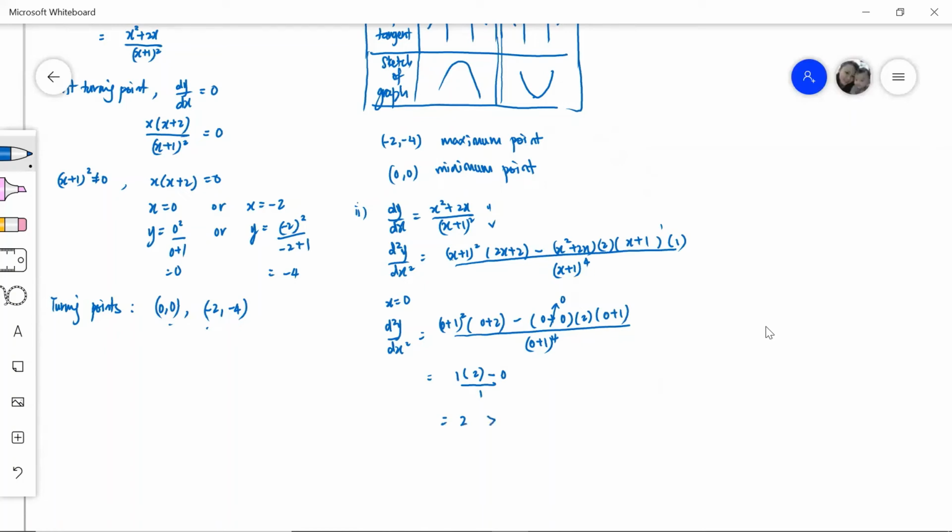Isn't it, it's positive, greater than 0? Greater than 0 means it will keep increasing. The value of gradient keeps increasing from negative to 0 to positive. Or you can equate it with the coefficient of x squared in the quadratic function. So when a is positive, we have a smiling face graph. All right, therefore, (0, 0) is a minimum point.